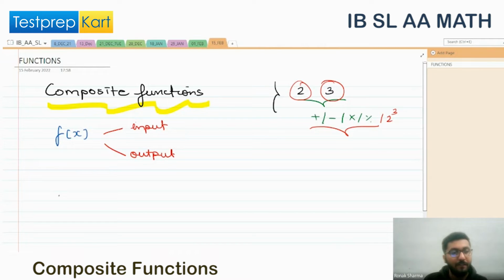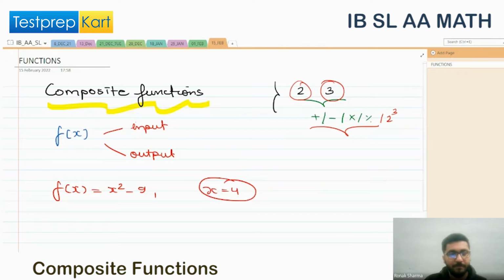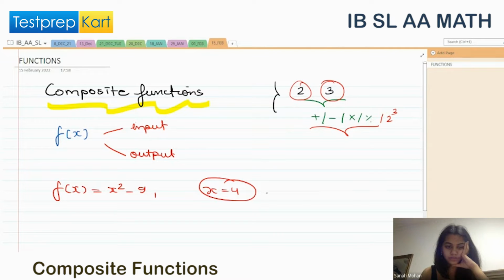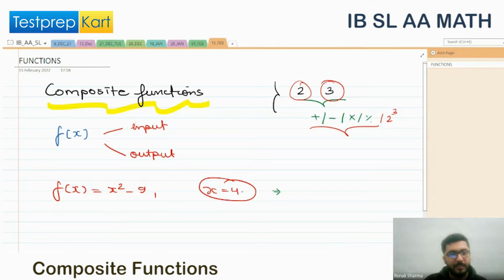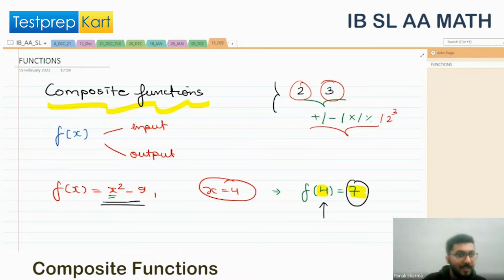If I ask you that f of x is x square minus 9, can you tell me for x equal to 4 what will be the value of the function? It would be 16 minus 9, right? 4 you put, so 16 minus 9, that comes out to be 7. So for x equal to 4, we are getting y equal to 7. Basically, giving 4 as an input for this function gives me 7 as an output.